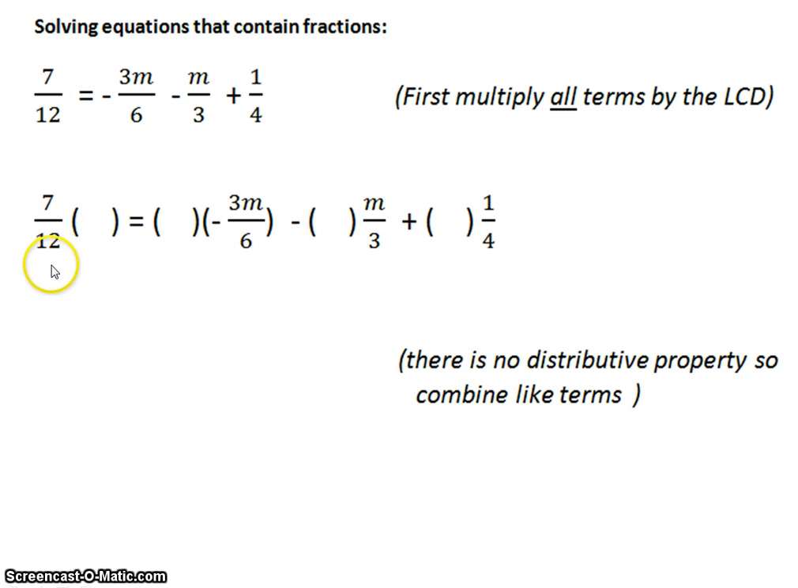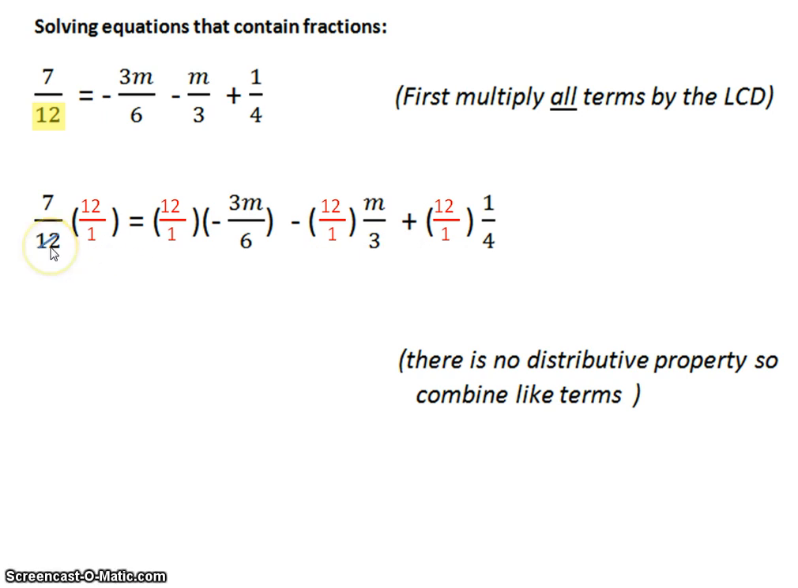Now, I'm going to multiply every term by 12. So I'm going to multiply the first term by 12, but I'm going to write 12 as a fraction, 12 over 1. I'm going to multiply this term by 12 over 1, this term by 12 over 1, and the last term by 12 over 1. Now let's start to simplify.